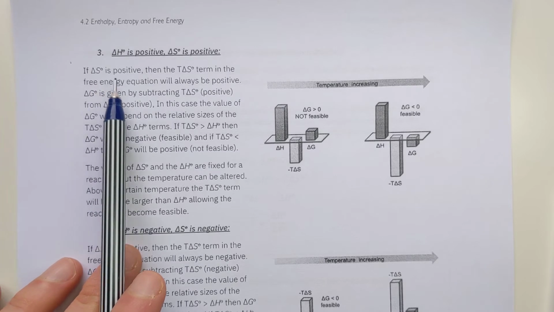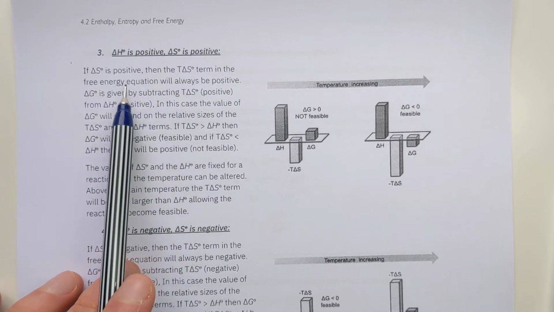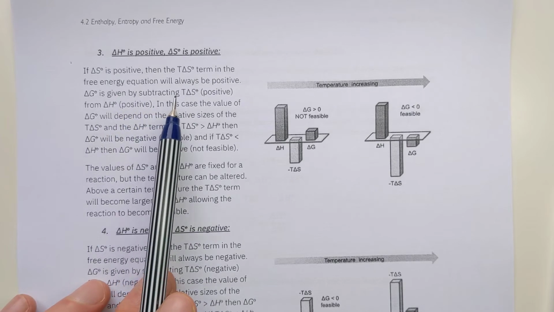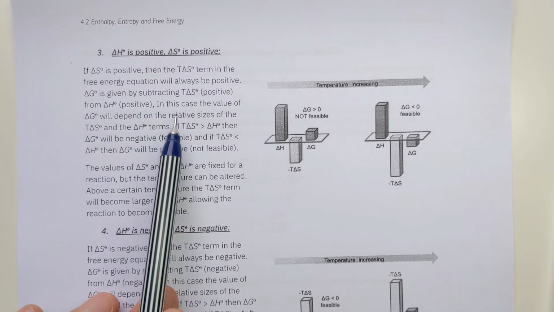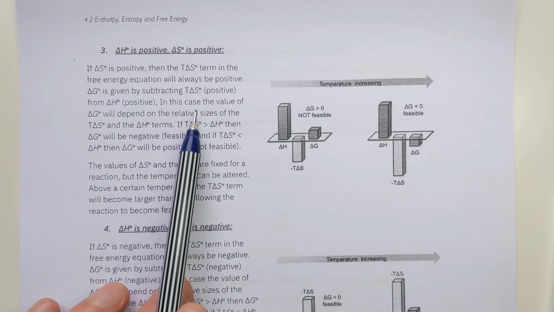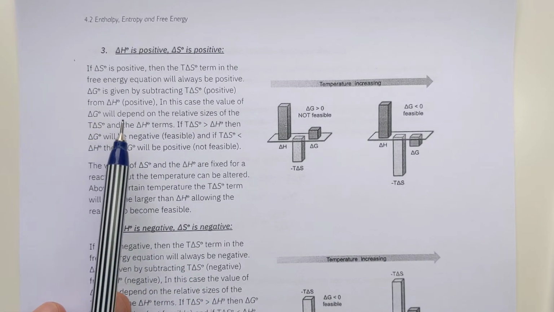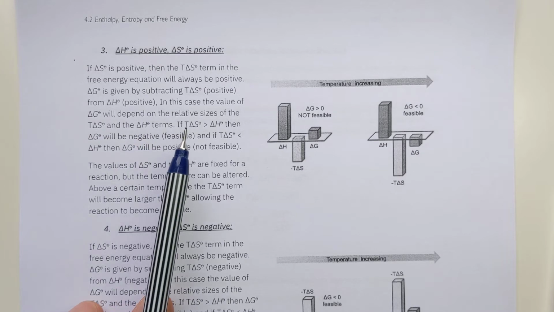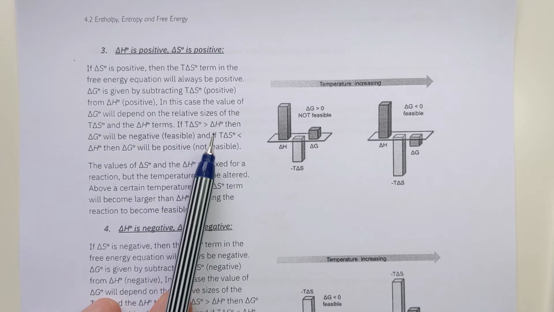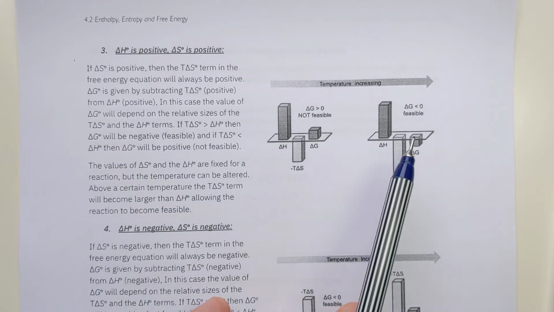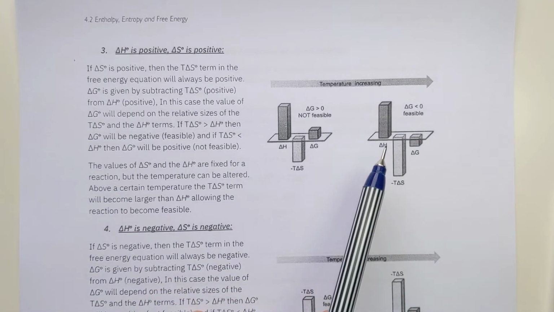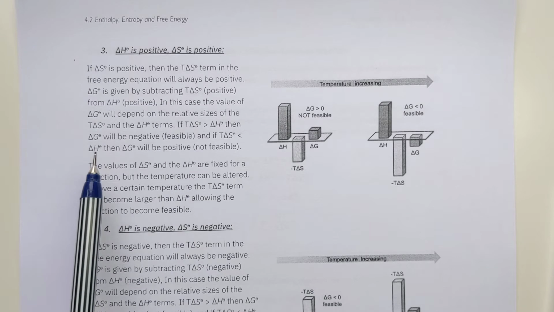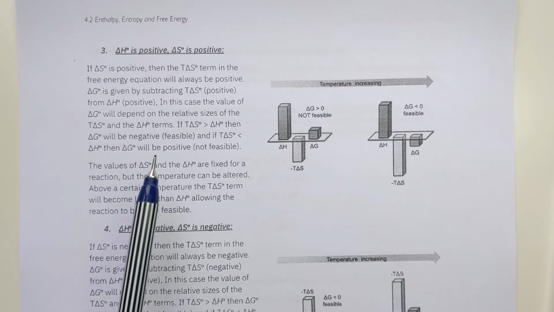So if delta S is positive, then the T delta S term in the free energy equation will always be positive. Delta G is given by subtracting T delta S from delta H. So this is an important bit here. In this case, the value of delta G will depend on the relative sizes of the T delta S and the delta H terms. If T delta S is bigger than delta H, then delta G will be negative, which is what we get here and is feasible. However, if T delta S is less than delta H, delta G will be positive and therefore not feasible.